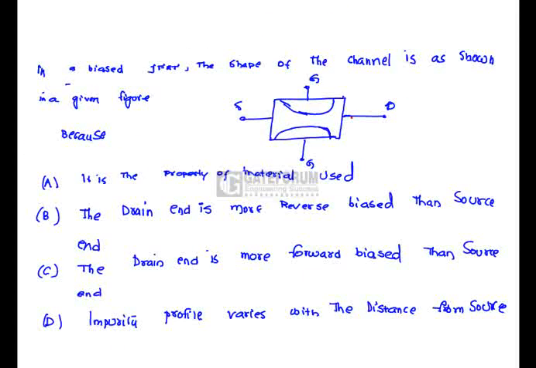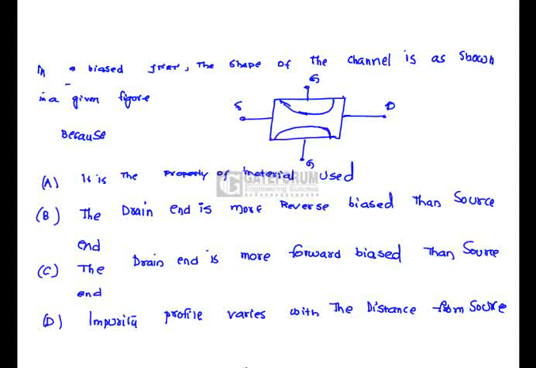In a biased JFET, the shape of the channel is as shown in the given figure. Why is it so? Because we have to tell the reason why the channel shape is like that. So this channel shape is nothing but wedge shaped.